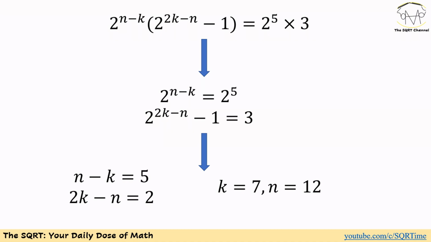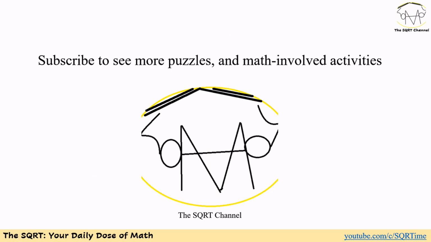Let's start with using 3 for the second term on the left hand side, and 2 to the power of 5 for the first term on the left hand side. Then we will have n minus k is equal to 5, and 2k minus n is equal to 2. If we add these two equations together, we will end up with k is equal to 7 and then n is equal to 12.